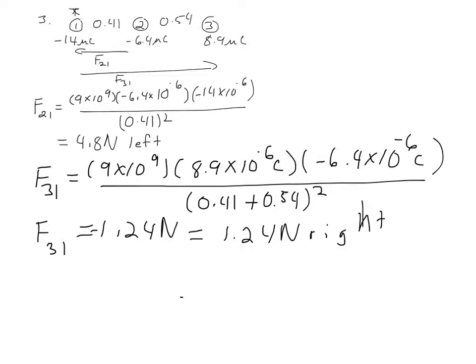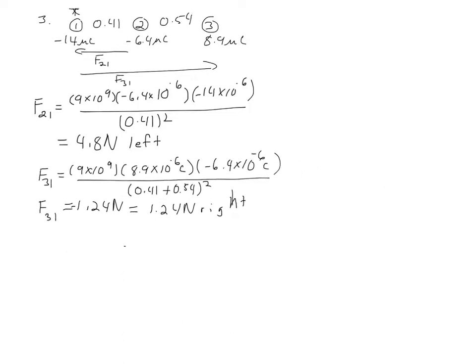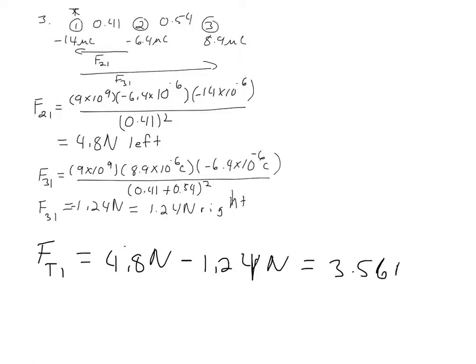And since we know our total is moving to the left, all I'm going to do when I add them up is I'm going to make left positive and right negative. I'm just going to say the force total on charge 1 is going to be equal to 4.8 newtons minus 1.24 newtons, and that ends up equaling 3.56 newtons left. Alright, so that was number 3. Move on to do number 4 now.